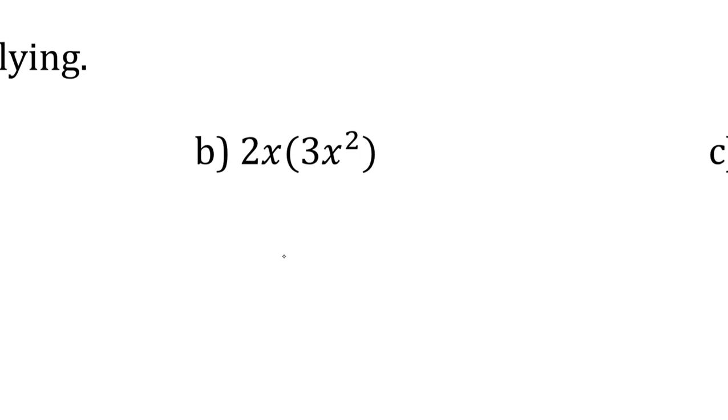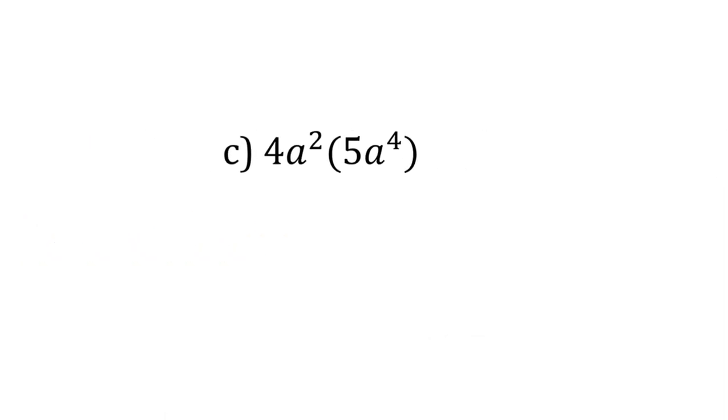2x times 3x squared. So this is where, again, it starts to get jumbled up a little bit because now we're doing different rules for different parts. What is 2 times 3? 6. What's the exponent on this x? It's a 1. So it's invisible, but it's a 1. So 1 plus 2 is 3. So that's the answer, 6x cubed. See if you can try this one on your own. At least get it started.